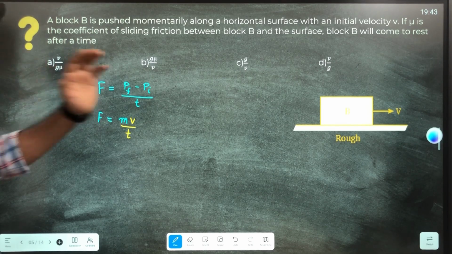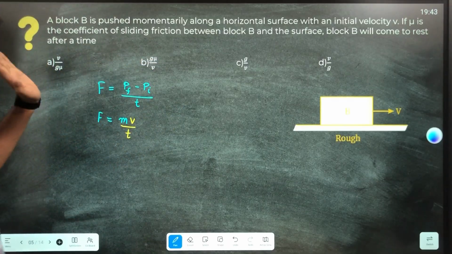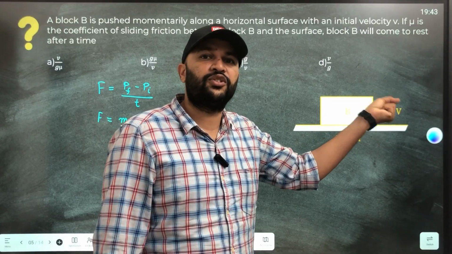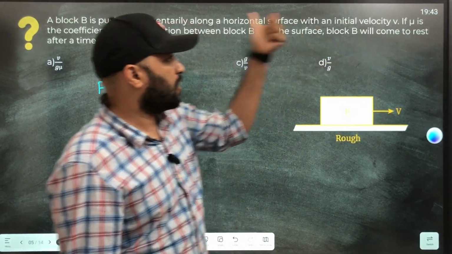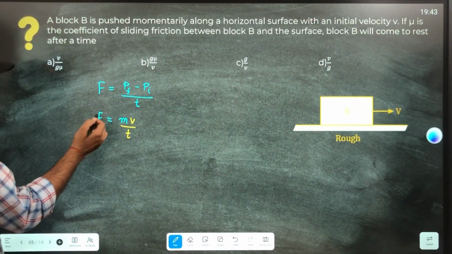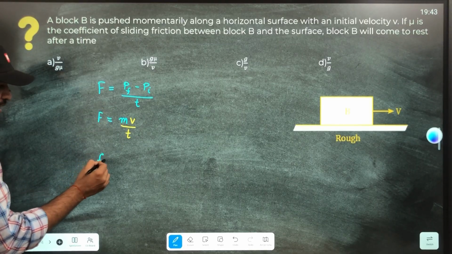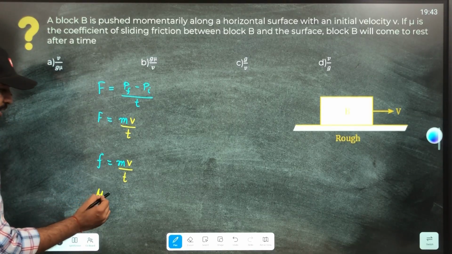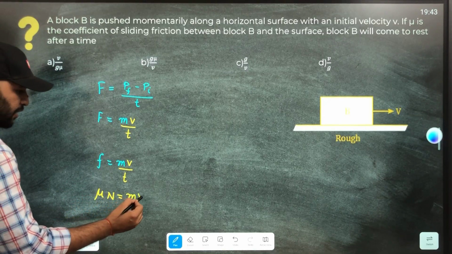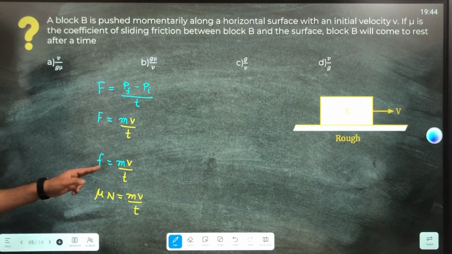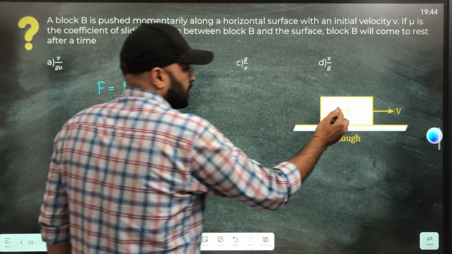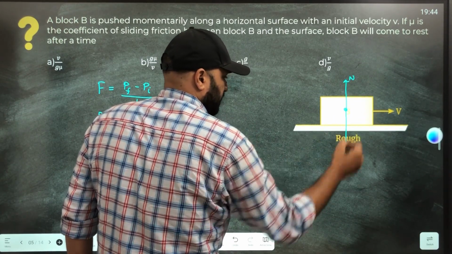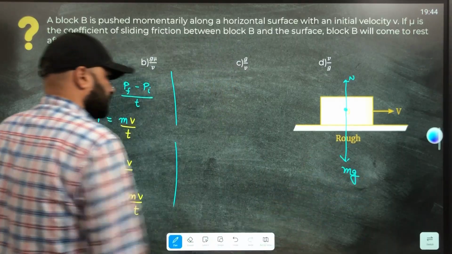So the block B will come to rest only if this external force is equalized by the frictional force, because frictional force is stopping this block, and they are asking at what time the block will come to rest. So if this force becomes equal to frictional force, F equals mv by t, correct? And what is F? F is nothing but mu N equals mv by t. I hope this is clear. Okay. And what is our N? N is the normal reaction of this block, pointing in this direction, and in this particular horizontal case it will be equal to mg, right?